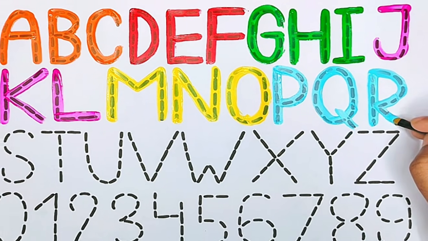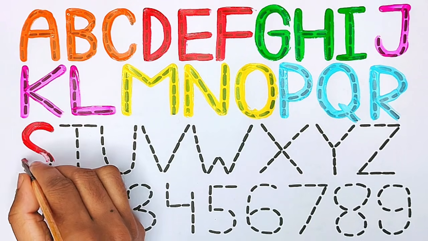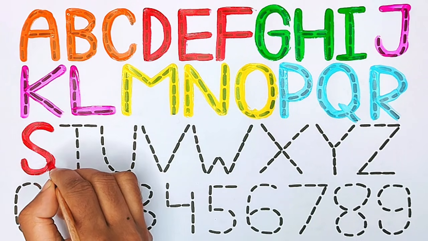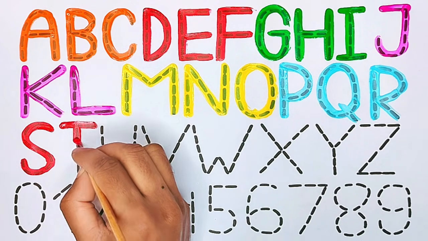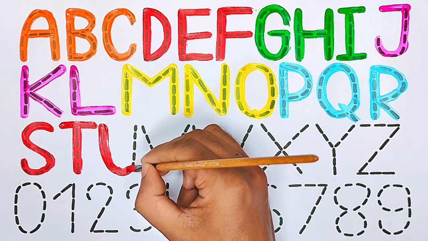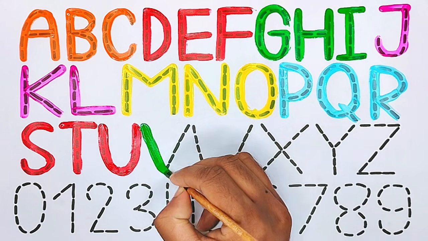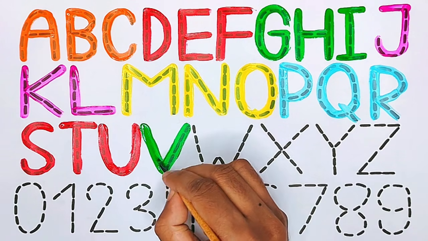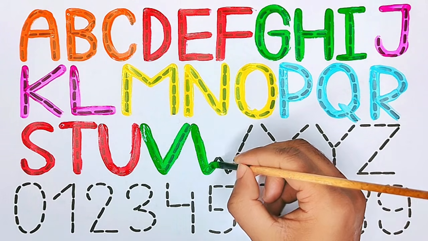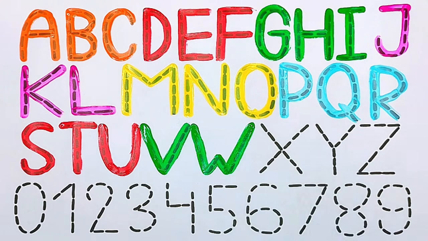R for red. S for strawberry. T for tomato. U for unicorn. V for vegetable. W for watermelon.